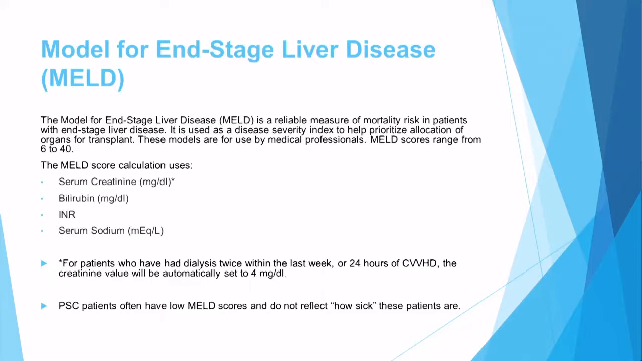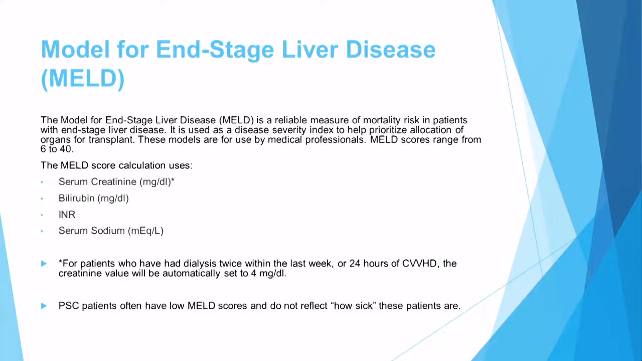So just a quick overview regarding MELD. The model for end-stage liver disease is a reliable measure of mortality risk in patients with end-stage liver disease, so for all liver diseases. It is used as a disease severity index to help prioritize allocation of organs for transplant. So this is what we use when we list patients. The MELD score ranges from the lowest score of a 6, which means you're pretty well, all the way up to a MELD of 40, which means you're very sick and needing a transplant very quickly.